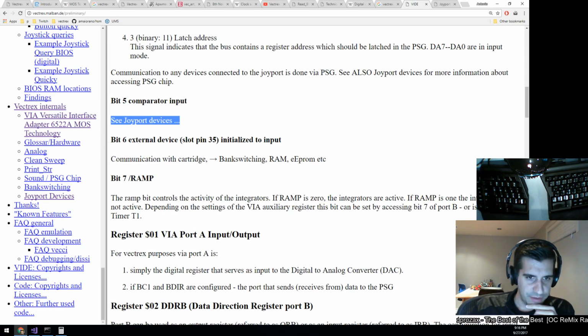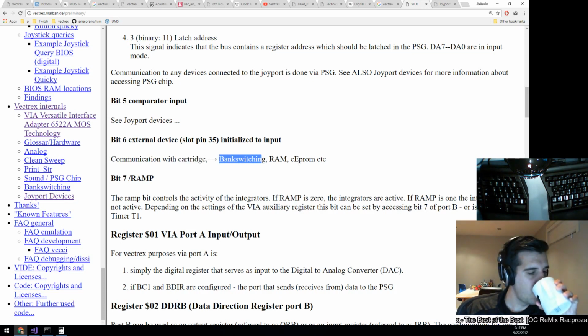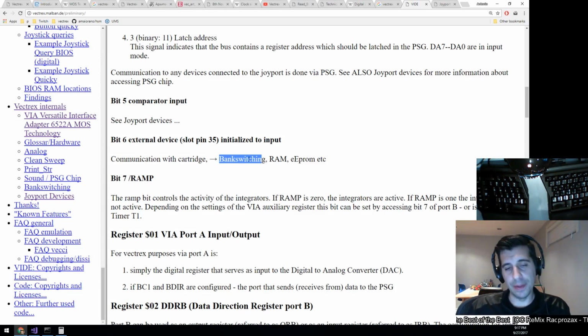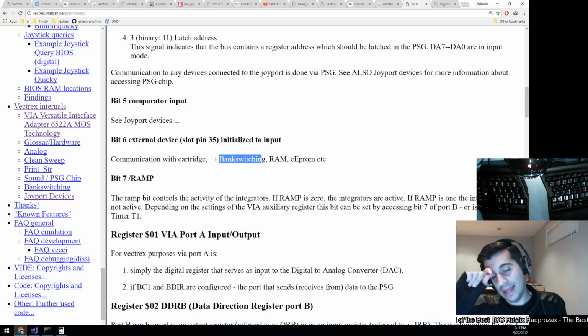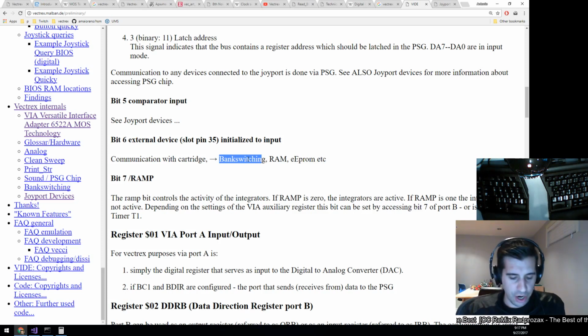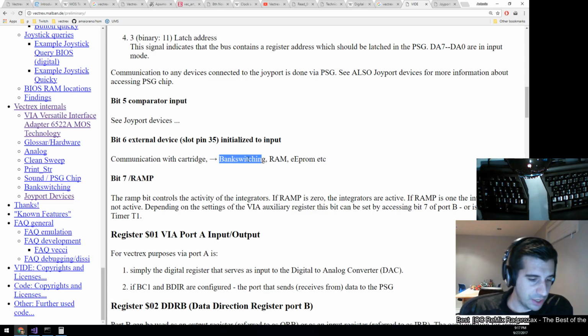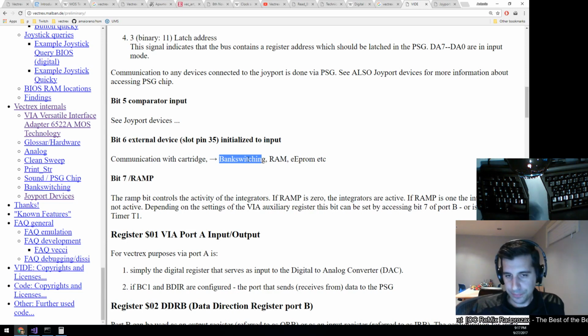Bit 6, external device. So here it's interesting too, this is fun to read. He says communication with cartridge, bank switching, RAM, EEPROM. So I'm gonna have to implement this stuff at some point because I know that some of the carts make use of bank switching. Some of them enable writable memory on the cart, like expansion memory, to expand the amount of RAM because there's so little of it available in the Vectrex.